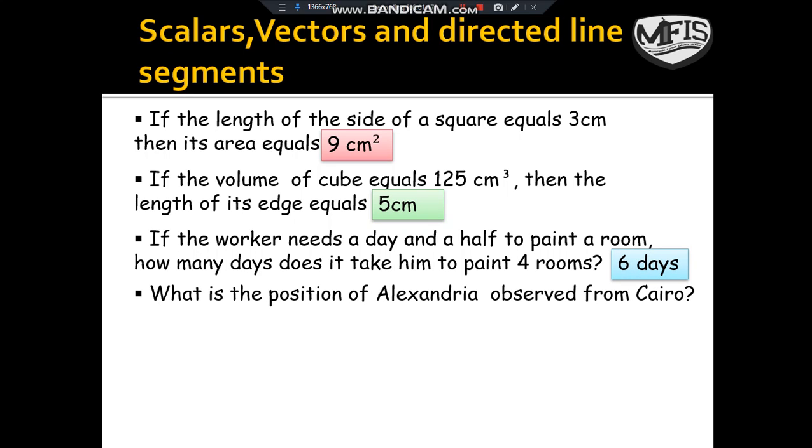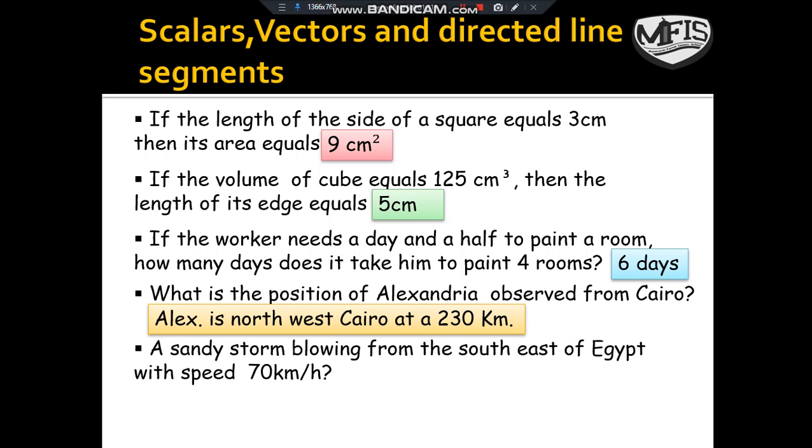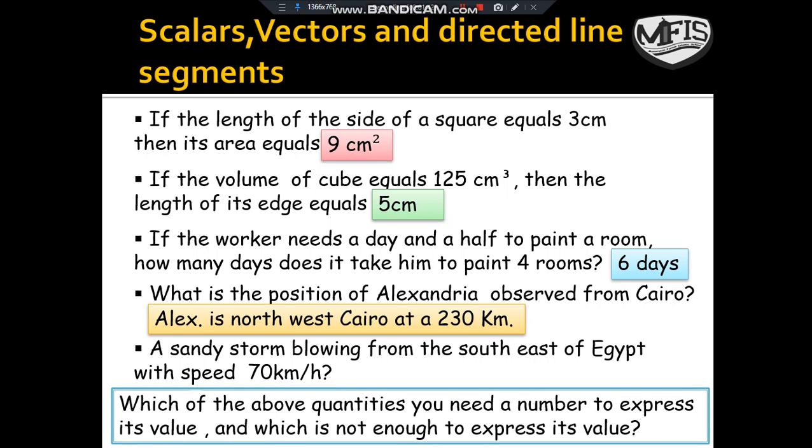And what is the position of Alexandria observed from Cairo? So Alex is northwest of Cairo at 230 kilometers. A sandstorm flowing from the southeast of Egypt with a speed of 70 km per hour. So, which of the above quantities need a number to express its value, and which is not enough to express its value?